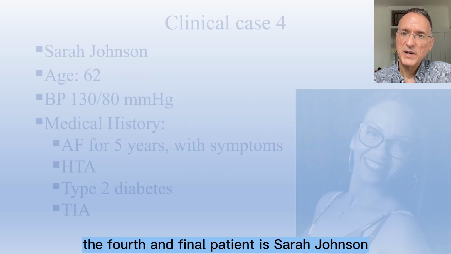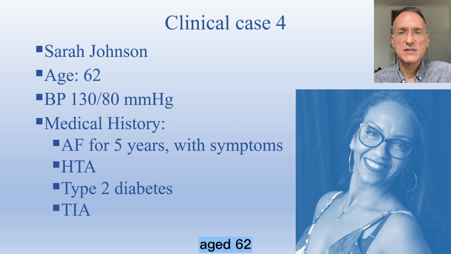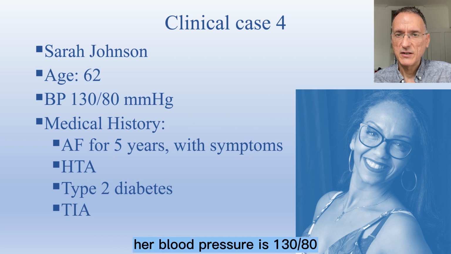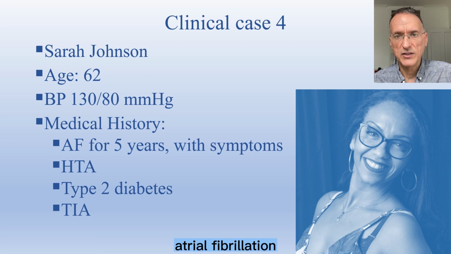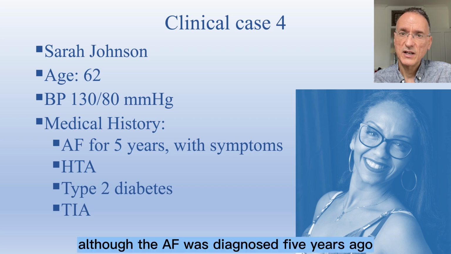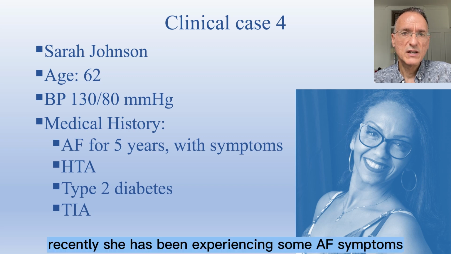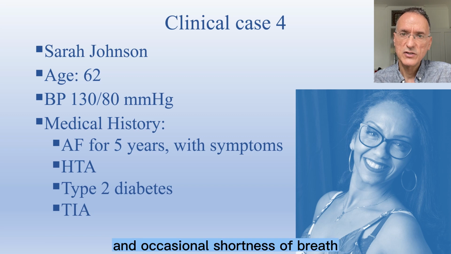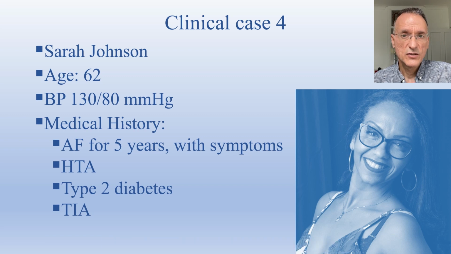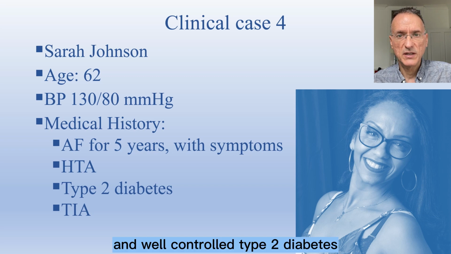The fourth and final patient is Sarah Johnson, aged 62. Her blood pressure is 130/80 and her medical history includes known atrial fibrillation. Although the AF was diagnosed 5 years ago, recently she has been experiencing some AF symptoms in the form of intermittent palpitations and occasional shortness of breath. She also has a history of hypertension and well-controlled type 2 diabetes.